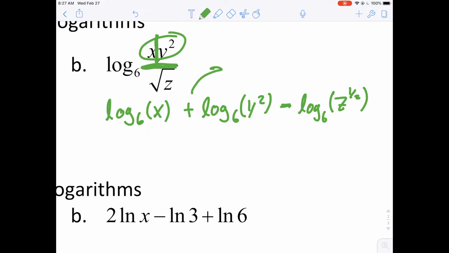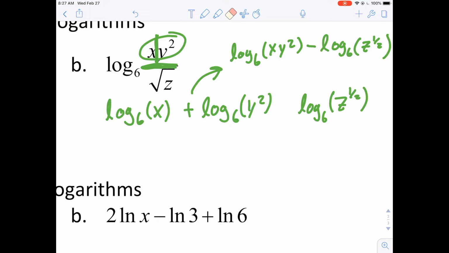So if we would reverse this, I'm going to write the reverse up here. It would be log base 6 of x times y squared, and then that would be minus the log base 6 of z to the 1/2, okay? So it's okay to not have parentheses there, because as we read from left to right, the multiplication is going to be done first.